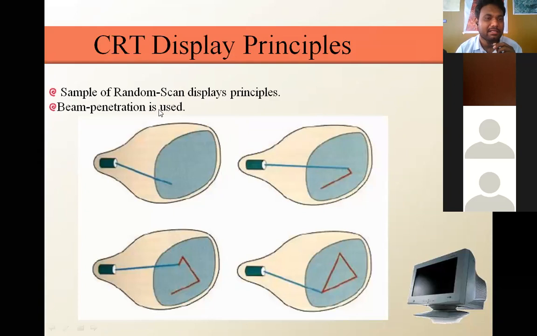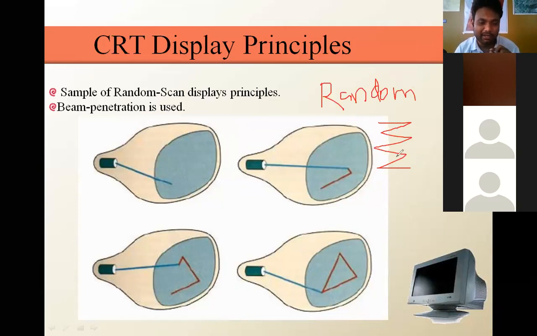Some difference. See, this is a sample of the raster scan display principle. Now in the random scan display, I'm going to mention this is a random scan display. Here it is not going to be performed line wise.